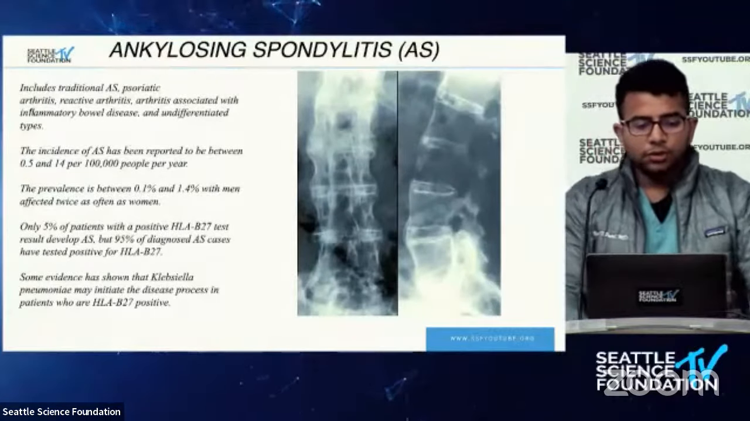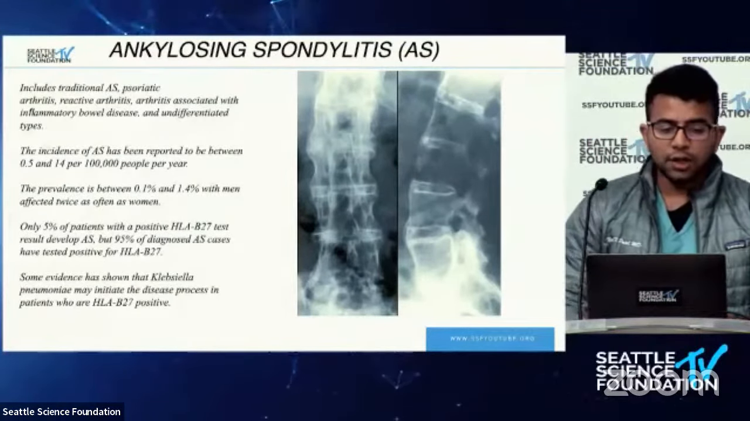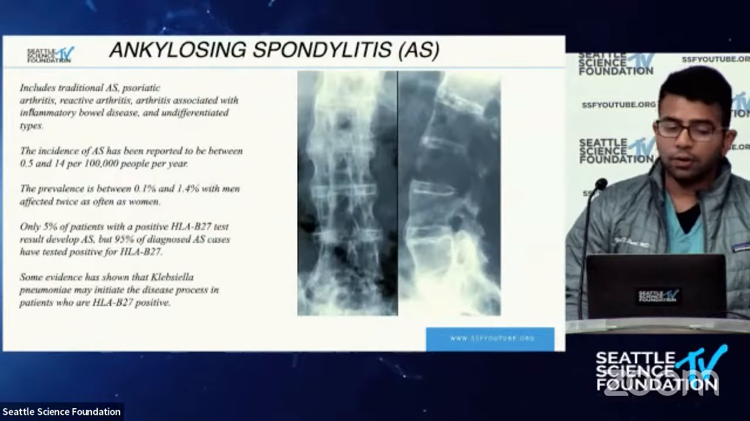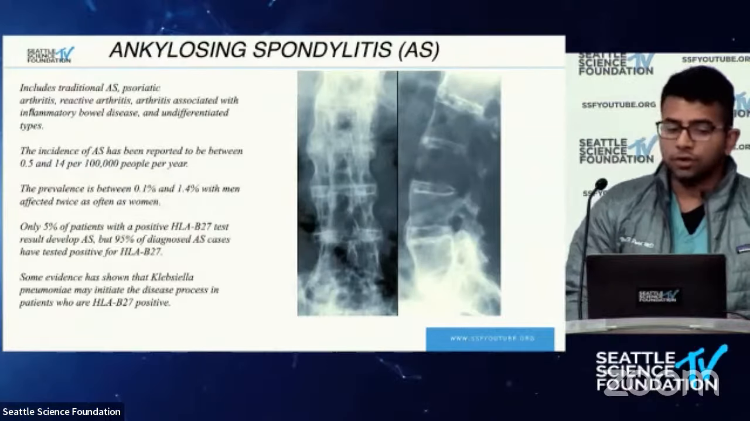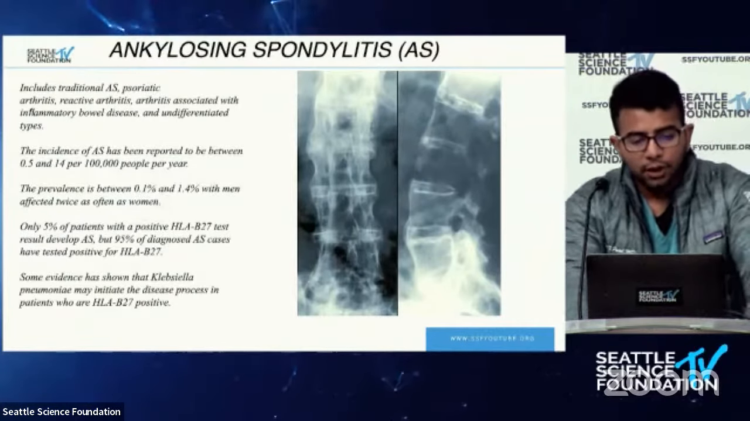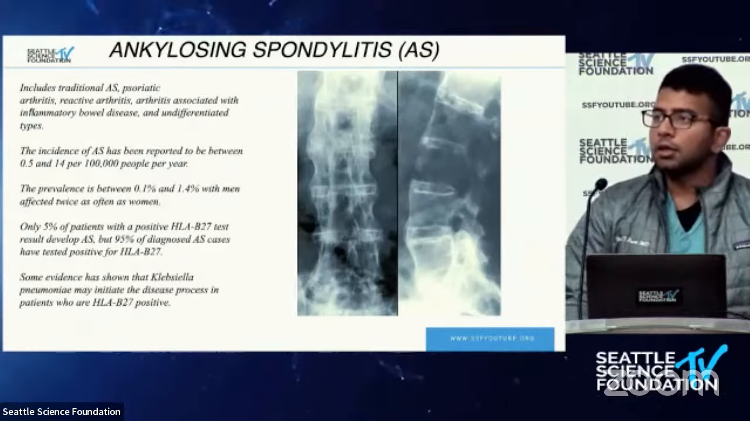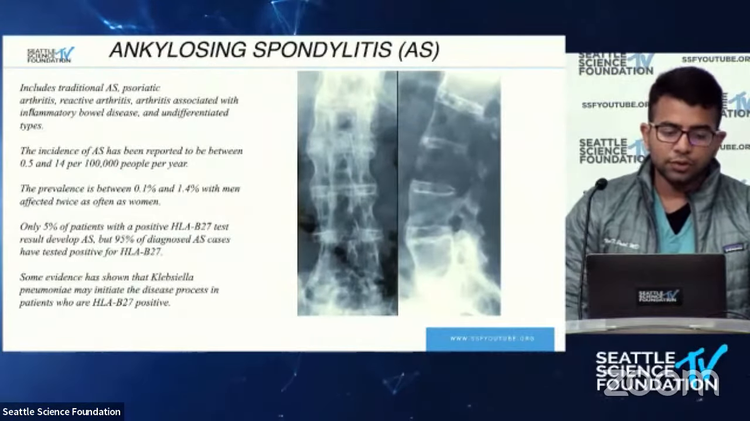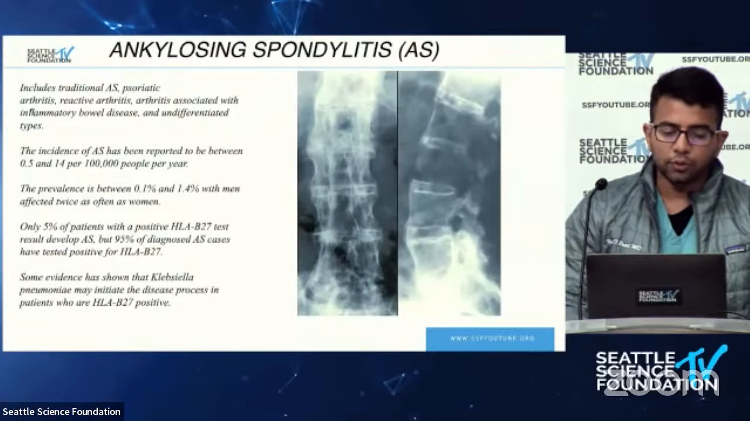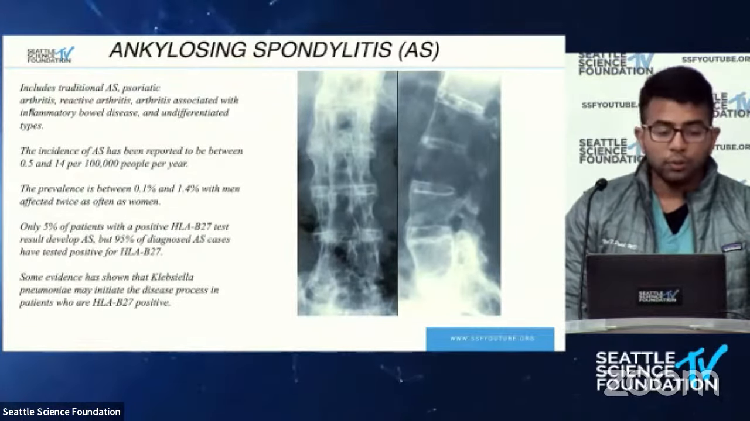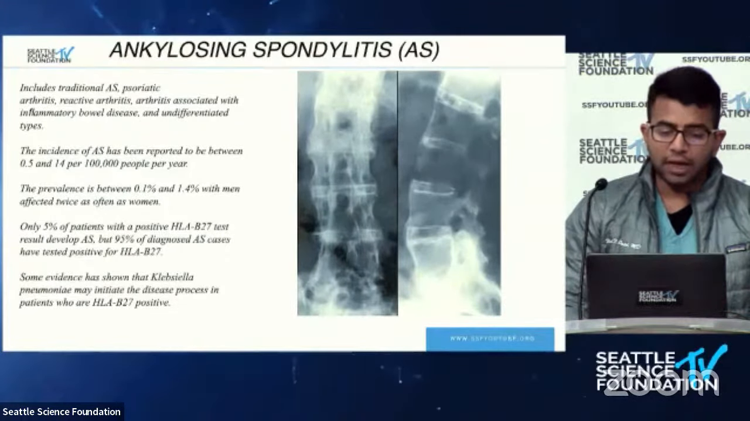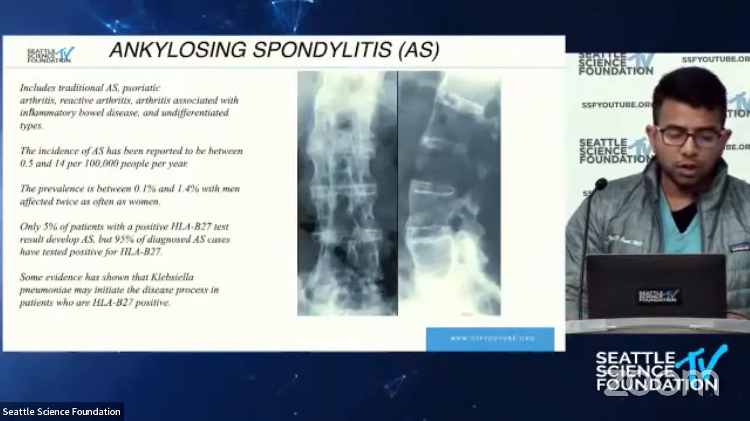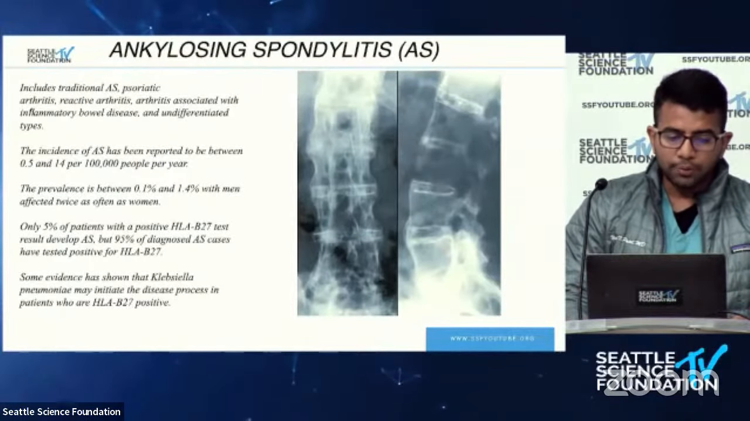This includes the traditional AS plus any kind of arthritis, so psoriatic arthritis, reactive arthritis, arthritis associated with inflammatory bowel disease, undifferentiated types, etc. The incidence of AS is 0.5 to 14 in 100,000, and of course prevalence is a little bit higher as these patients live on, about 0.1 to 1.4 percent. Men are affected more than women. There's also significant correlation with osteoporosis in these patients. The calcium deposition is altered in a way.